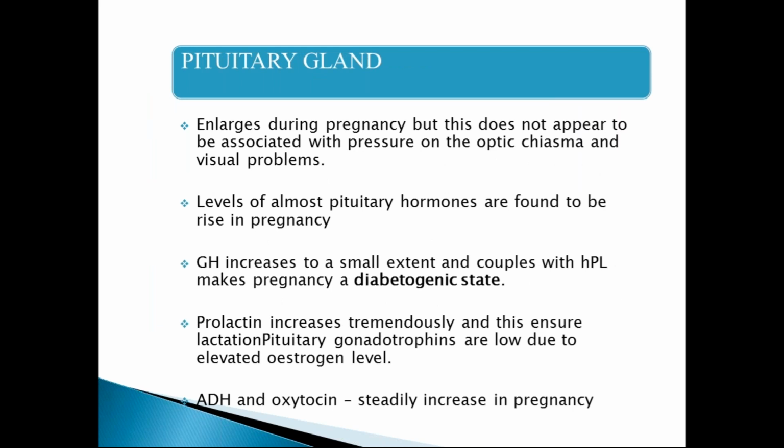Coming to the pituitary, it enlarges during pregnancy. This does not appear to be associated with any pressure on the optic chiasma or any clinical features. Levels of almost all pituitary hormones are found to rise in pregnancy. Growth hormone increases to a small extent, which couples with human placental lactogen and makes pregnancy a diabetogenic state. And because human placental lactogen, as we have already read, has a similarity with growth hormone, and prolactin increases tremendously, this ensures lactation. Pituitary gonadotropins are low due to elevated estrogen levels. Because steroid hormones, estrogen and progesterone, are high, pituitary gonadotropins are at low levels. ADH and oxytocin steadily increase in pregnancy.